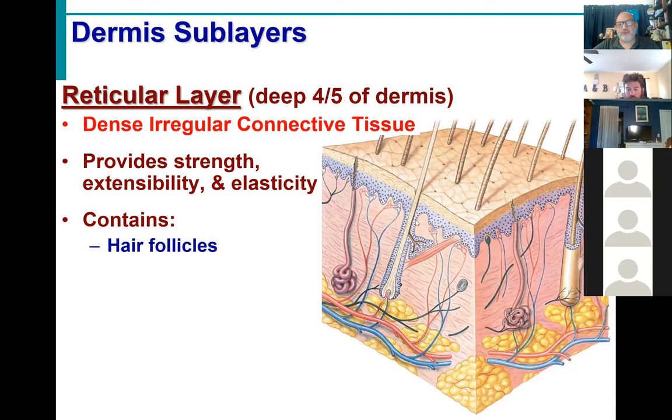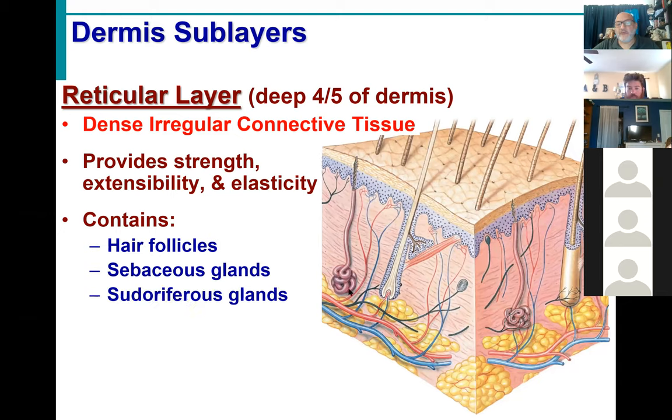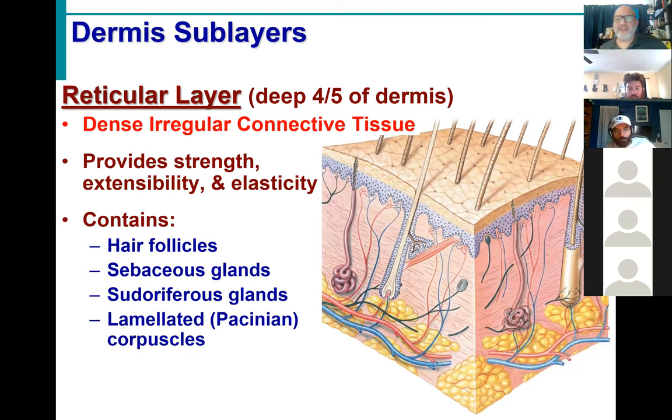The hair follicles, which are the support structures from which our hairs grow, our oil-producing or sebum-producing sebaceous glands associated with the hairs, our sweat glands, or what are also known as sudoriferous glands, and more sensory structures. Two in particular that we want to talk about.